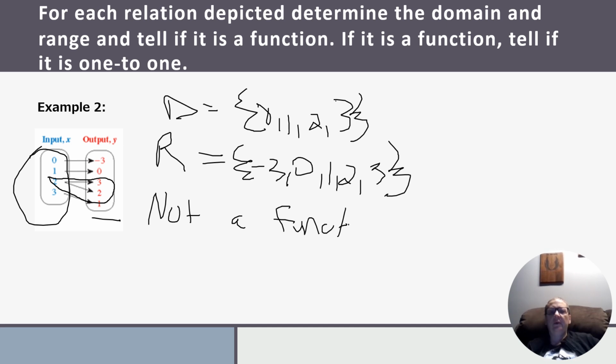So again, I don't have to tell if it's one-to-one, but if it was a function, I would do the opposite. I would look at the y values and see if any of them came from more than one x. So that is our second example.